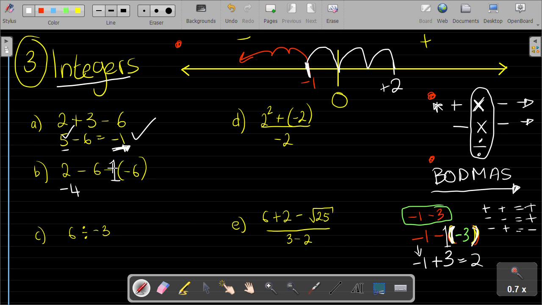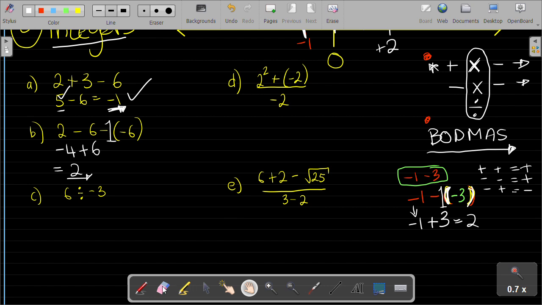Remember, if there's no number in front, there's an imaginary 1. So minus 1 times minus 6. So it's going to become a positive 6. And then minus 4 plus 6, that is just going to equal 2. Okay, let's carry on. So this is our answer over here.